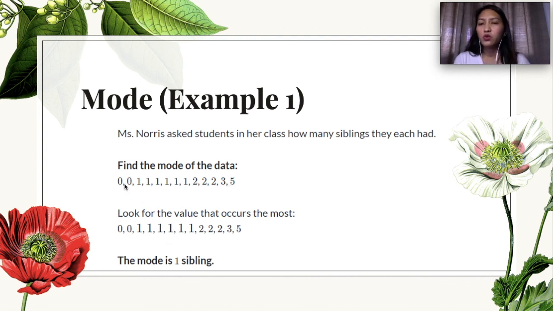So, all you have to do is to arrange your data, tapos hanapin mo kung ano yung pinakang common na value. Kung siya yung pinakamadami, yun yung mode. So, the mode is 1 sibling. So, karamihan ng kapatid ng kanya mga estudyante, the number of siblings ng estudyante niya ay isa lamang.